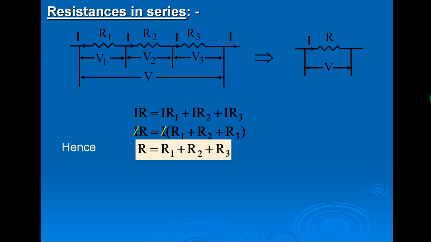That is, if resistances are connected in series, then the equivalent resistance is equal to the sum of the resistances connected in series.